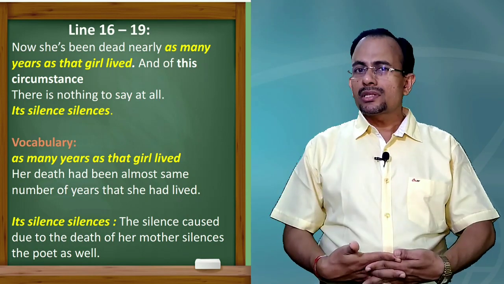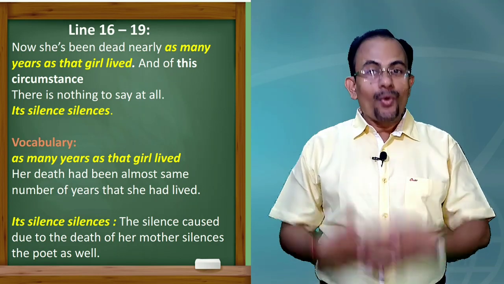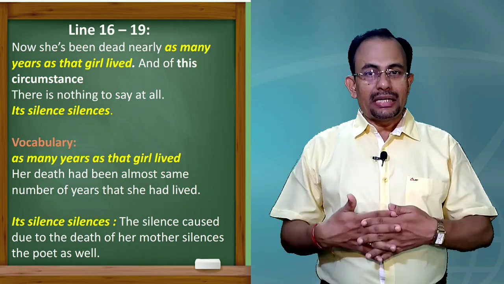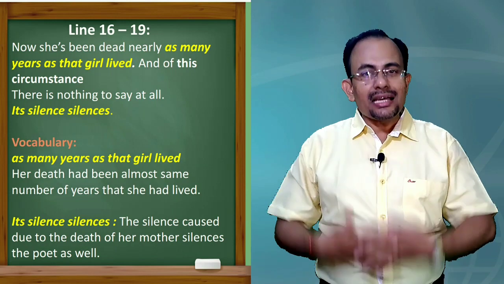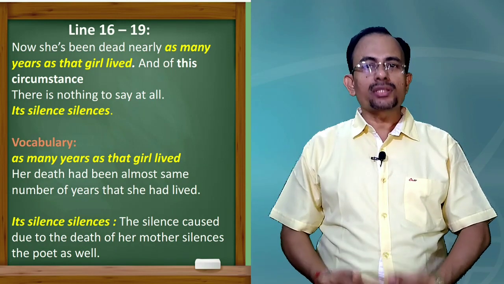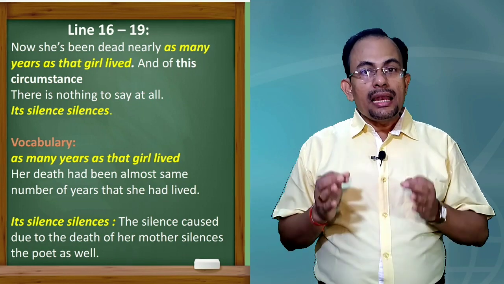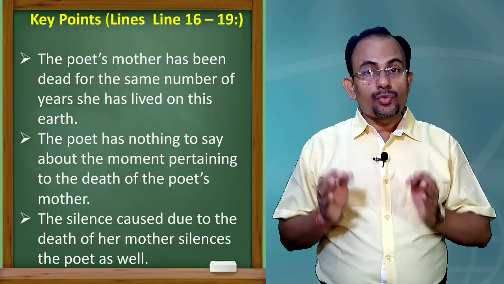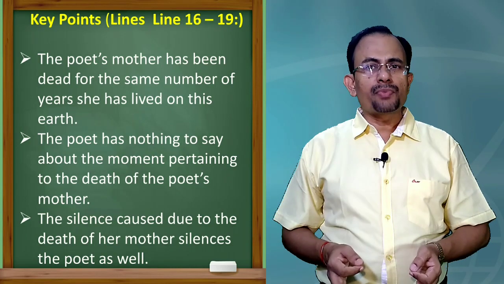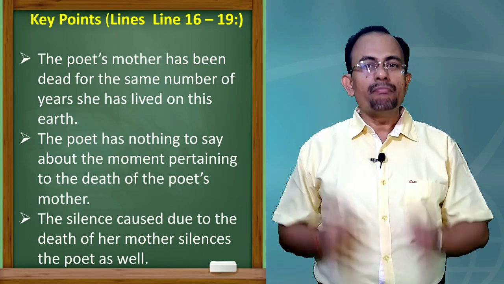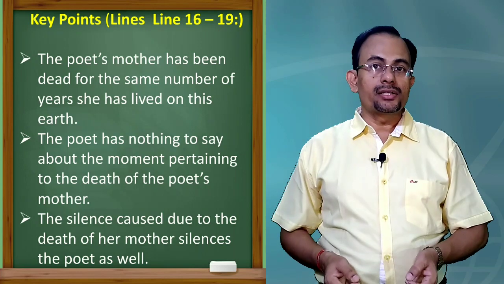Now, let's move on to this circumstance. What does this circumstance refer to? This circumstance here refers to the moment pertaining to the death of the poet's mother. Its silence silences. The silence caused due to the death of her mother silences the poet as well. She is just speechless when she is reminded of the moment when her mother died.